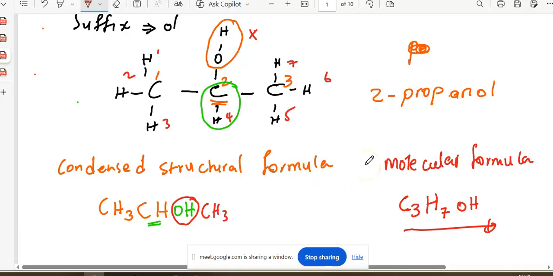Are you happy with the molecular formula and the condensed structural formula? Yes. Nice.